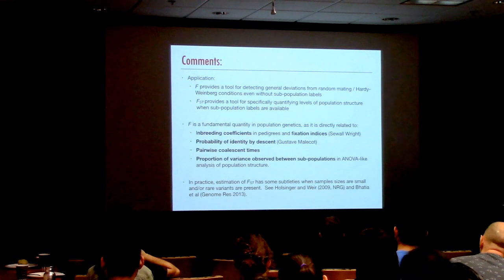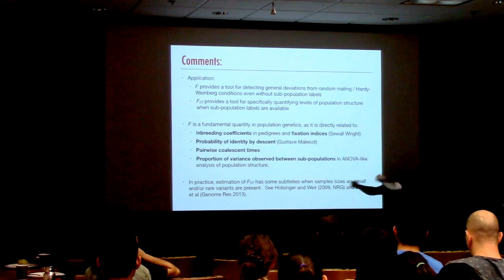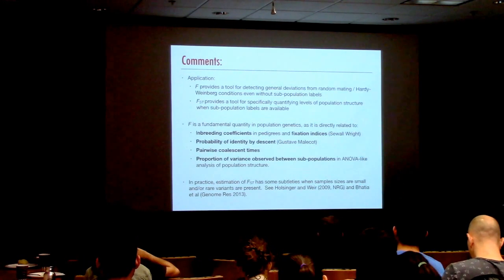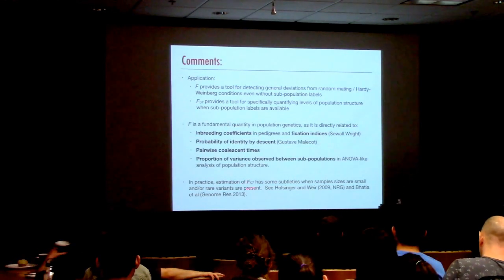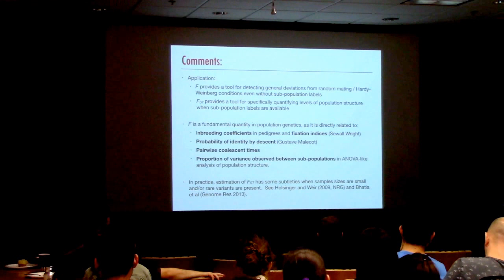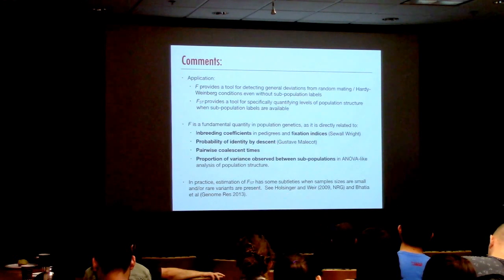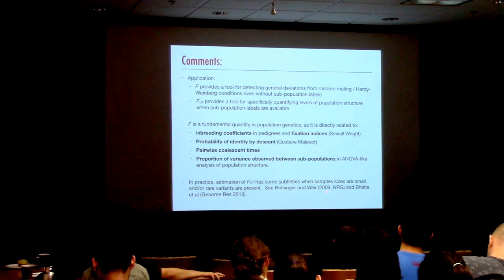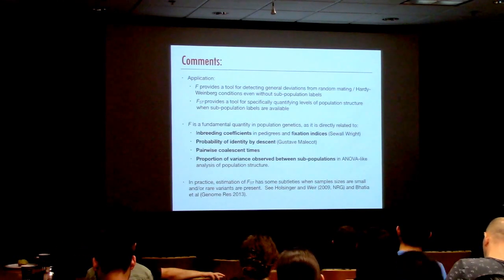In practice, though, for many people's purposes, is it greater than 0? And what's the number to say, oh, that's a lot of population structure, you have an FST of 0.5, versus, oh, that's not much, you've got an FST of 0.003. And the estimation of the value has some subtleties when sample sizes are small or when rare variants are present. I'm not going to get into those issues. They're more in the weeds statistical issues. But there's a nice review in Nature Reviews Genetics by Holsinger and Weir, and then a recent paper about the issues with rare variants by Bhatia et al.